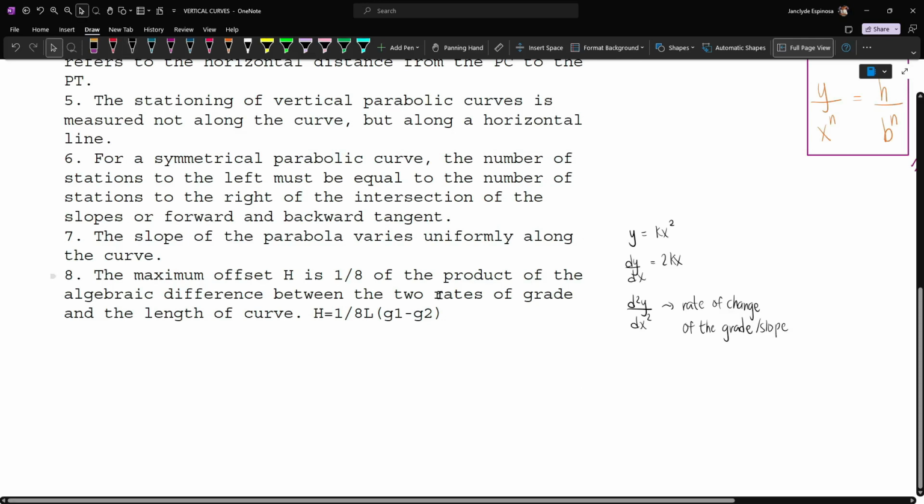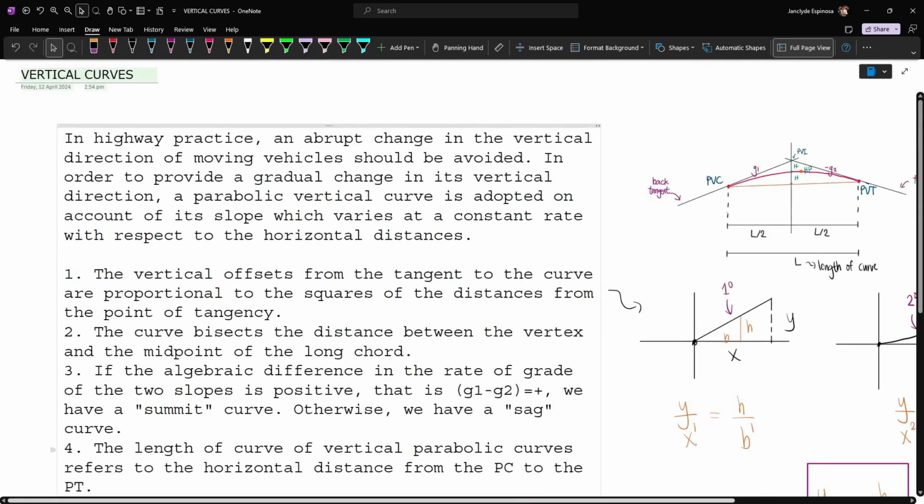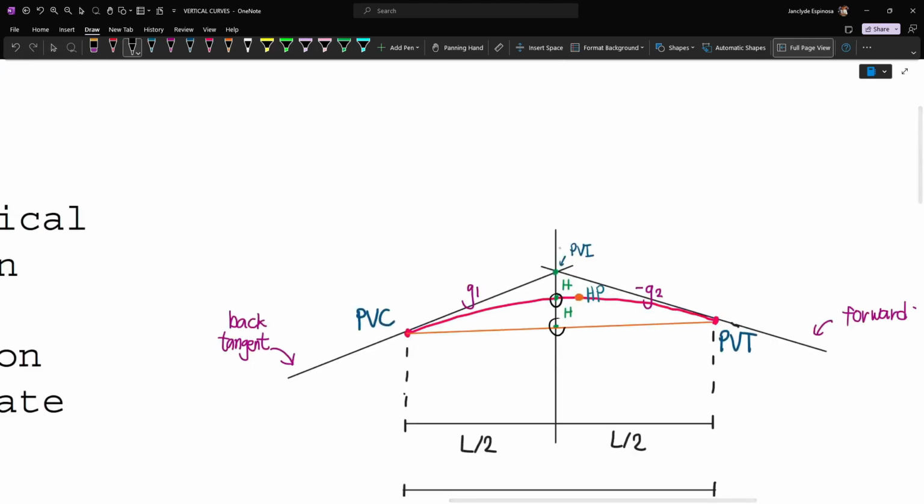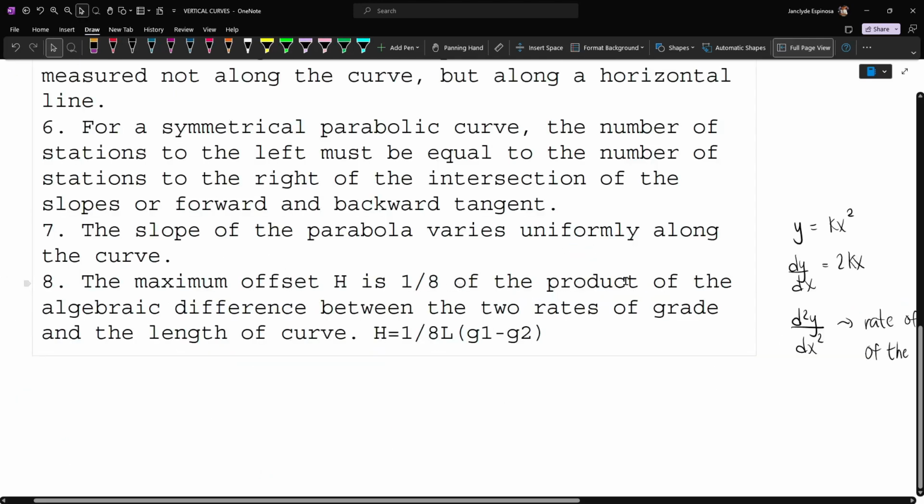And then finally, the maximum offset h, which is this distance from here up to here and also up to here, is equal to 1 over 8 of the product of the algebraic difference between the two rates of grade and the length of the curve. And therefore we have h equals 1 over 8 multiplied by L times (G1 minus G2). Now for the purpose of discussion, we'll be deriving this formula.